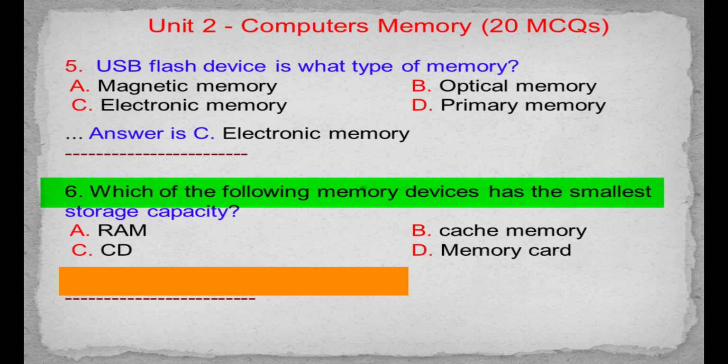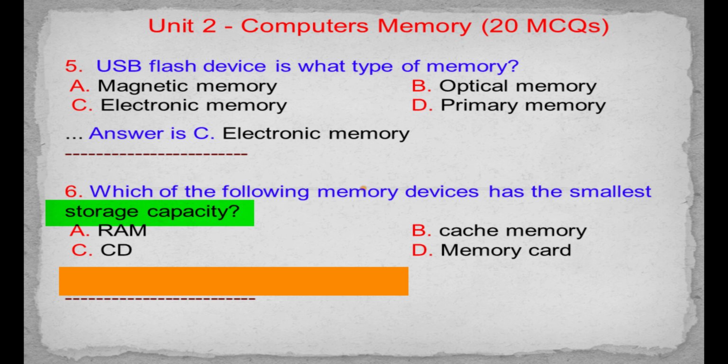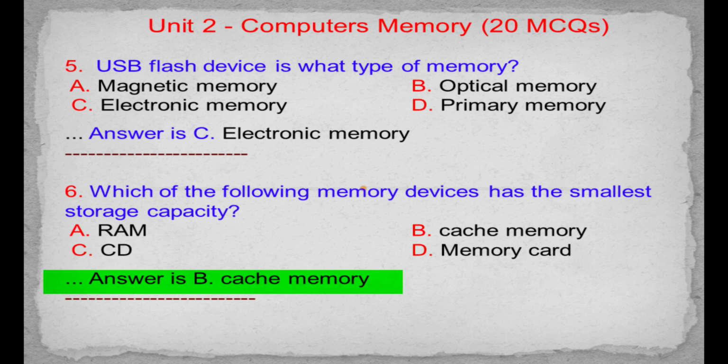MCQs number 6. Which of the following memory devices has the smallest storage capacity? Option A. RAM. Option B. Cache memory. Option C. CD. Option D. Memory card. Correct answer is option B. Cache memory.